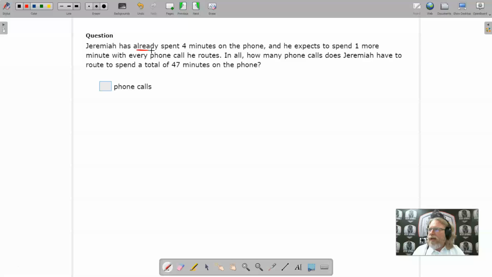Jeremiah has already spent 4 minutes on the phone, and he expects to spend 1 more minute with every phone call, or 1 minute per phone call. So we could say 1 per phone call. Let's just use P for phone calls, right? But he's already spent 4 minutes, so plus 4. And we want to know at what point will you have 47 total minutes? So we end up with 1 times P plus 4 equals 47.